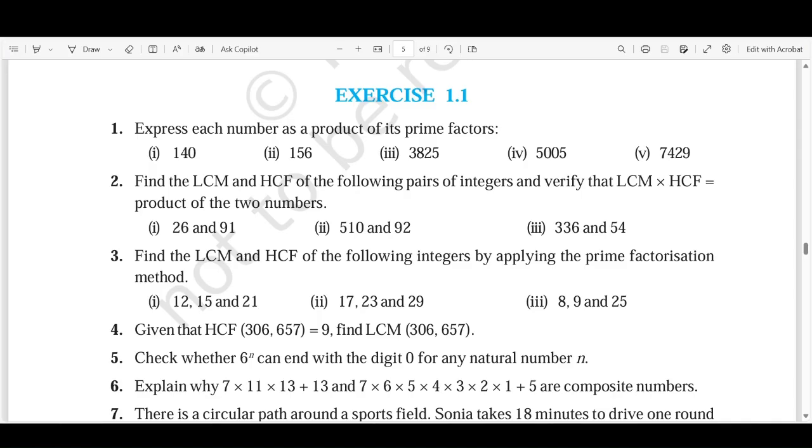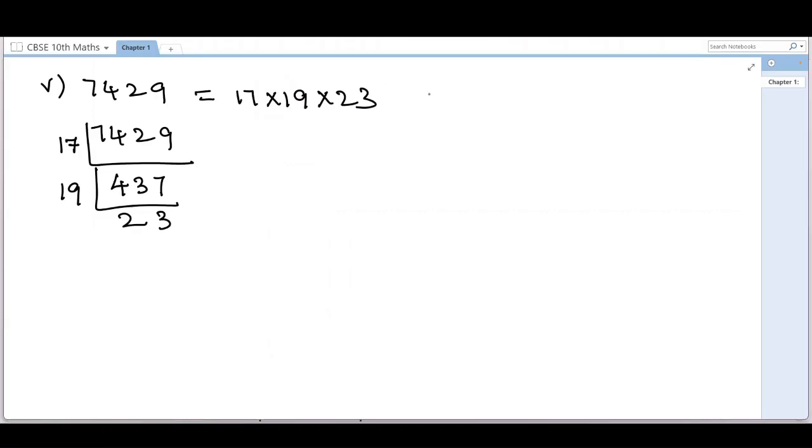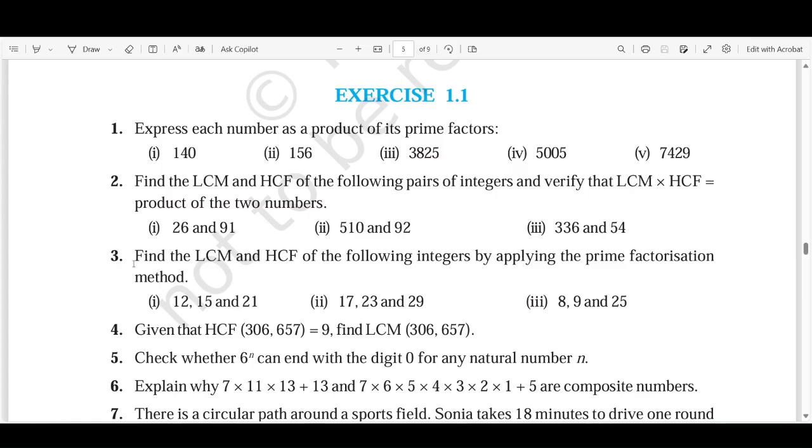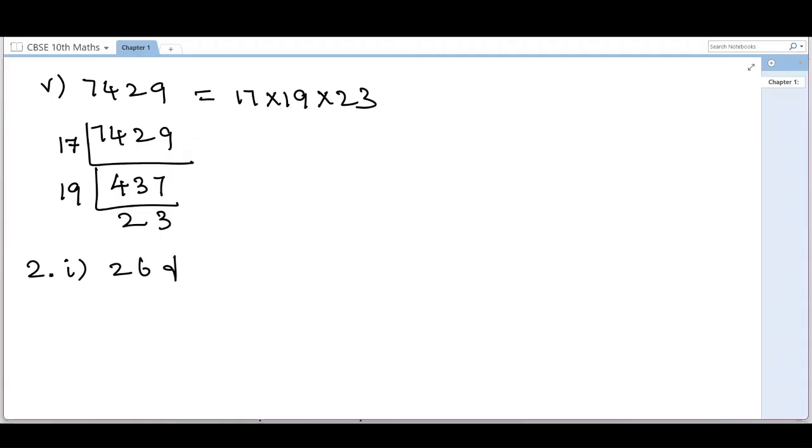Question number 2. Find the LCM and HCF of the following pairs of integers and verify that LCM into HCF equal to the product of the two numbers. So first we have to identify the HCF and LCM of the following pairs of integers, and we have to verify this condition. So let us do one by one. So question number 2. First question, 26 and 91.